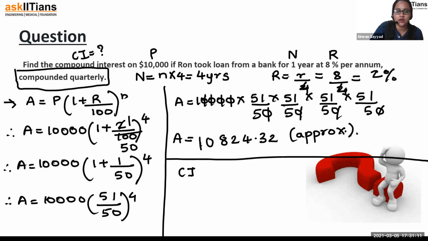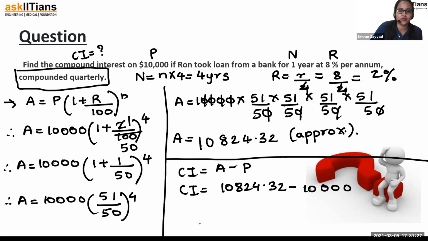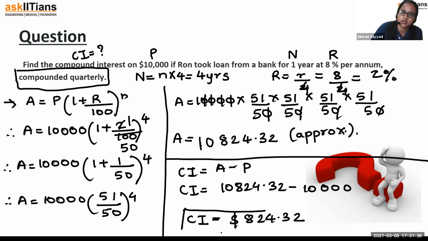Now your compound interest is nothing but amount minus principal. So compound interest is equal to 10824. I'll take just that number, and I'll consider 32 also, minus 10,000. So compound interest is nothing but $824.32. So this is your answer, dear students. Did you understand the difference between compounding quarterly and compounding half-yearly? Perfect.